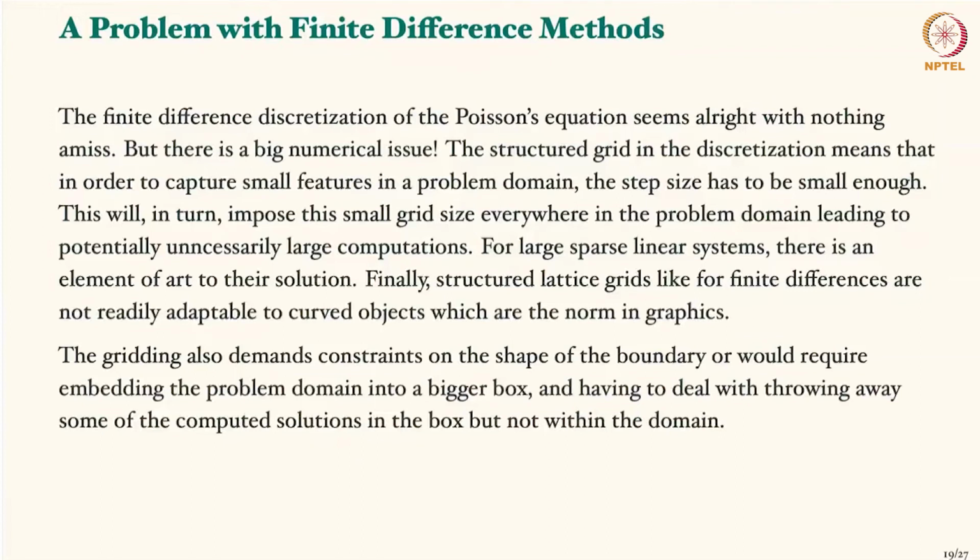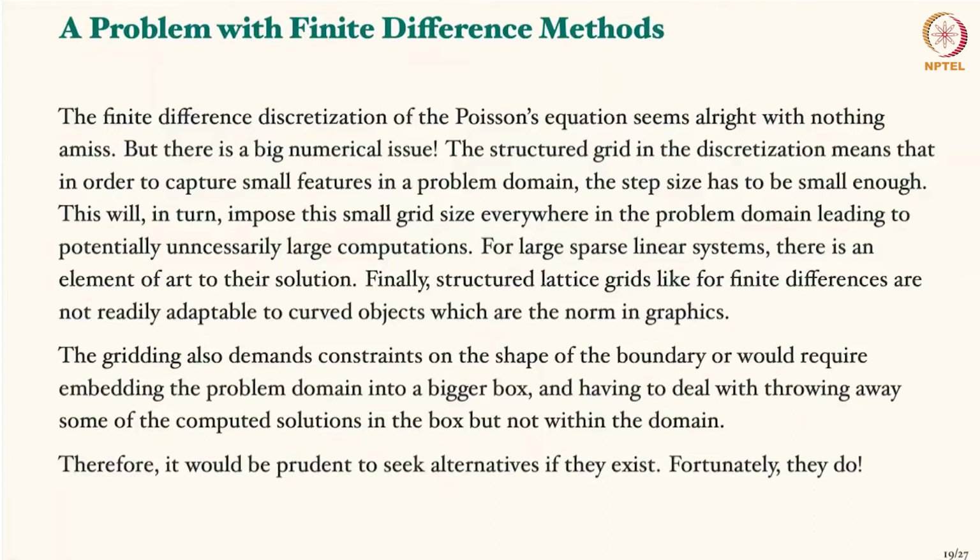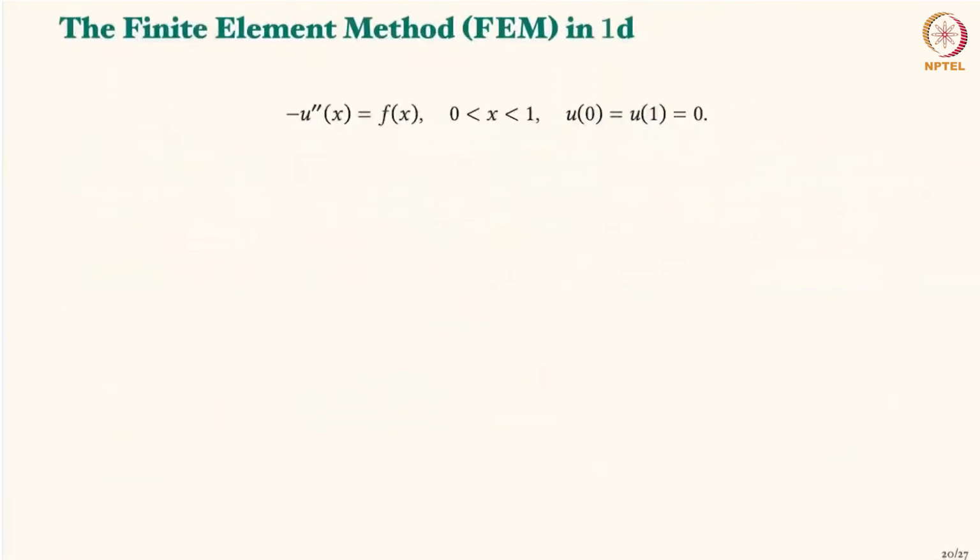So that's that point about if you had curved boundaries, you'll have to embed the object in a bigger box, which you will then discretize and so on and so forth, which will introduce unnecessarily some extra variables which were not even part of the original problem. So we will seek alternatives if they exist. And it turns out there is a standard alternative, which we can next talk about. This alternative is called the finite element method.